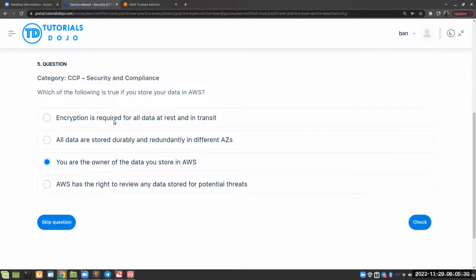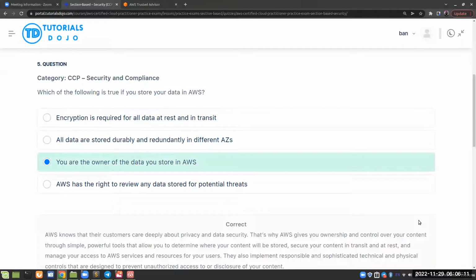So A says encryption is required for all data at rest and in transit. B says all data are stored durably and redundantly in different AZs. C says you are the owner of the data you store in AWS. Thank you, Sandrine, also support, so 3 people for C. D says AWS has the right to review any data stored for potential threats. So let's answer this question, then I come to you. I see you have your hand up. So you say B. Okay, so we have 1 A, 1 B, 3 C's. Let's check and see which one is correct. Thanks for your participation. I think people are warming up better.